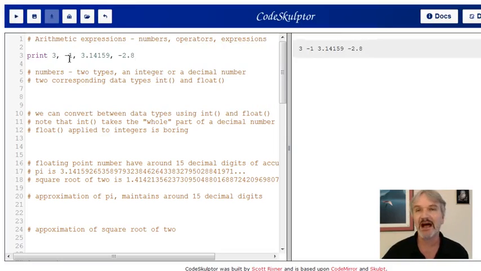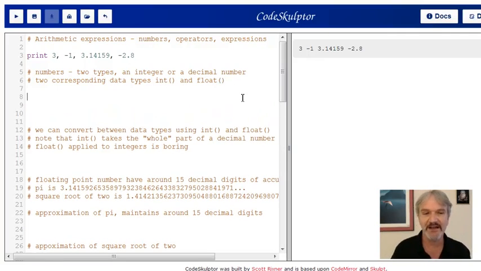The thing to note is that in Python there are actually two types of numbers. There are signed whole numbers, things like 3 and -1, and then there are decimal numbers that have fractional parts and always have a decimal point. In Python, those signed whole numbers are called ints, for integers, and the decimal numbers are called floats, for floating point numbers.